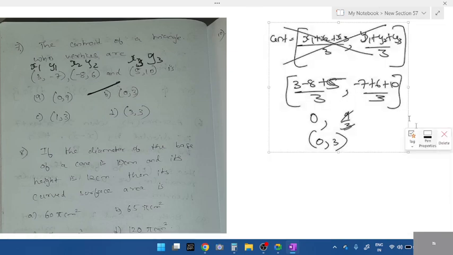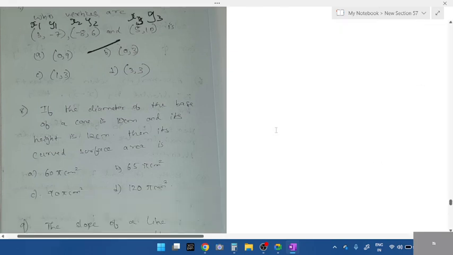Zero comma 9 is 0, comma 3 is the answer. Next question. The diameter and base of a cone. What is the curved surface area, student? What's the formula? The diameter of a cone is 10. We don't need the diameter, we need the radius. Radius is 5. Height is equal to 12.